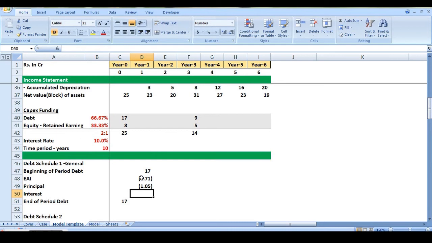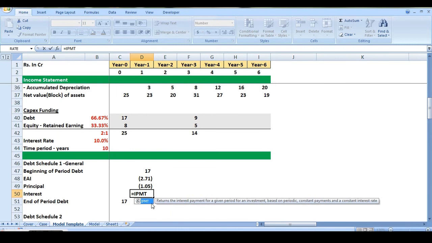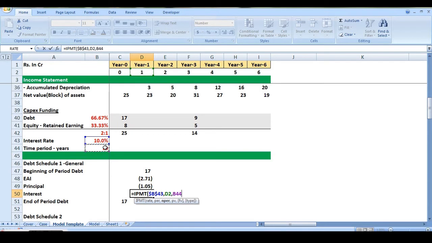It gives us our principal value, and interest will be also calculated in the same manner, but by using IPMT function. So I use the IPMT function, in a similar manner: rate, freeze, period 1, don't freeze it, number of periods means the total tenure, 10, freeze it, present value, which is 17 for the first loan, freeze it, future value 0, and end of period payment assumption. It gives me the interest value as well, through which I can calculate my end of period debt.